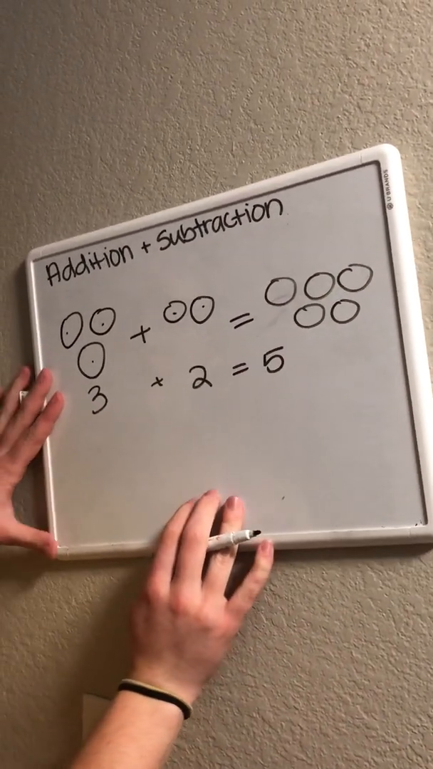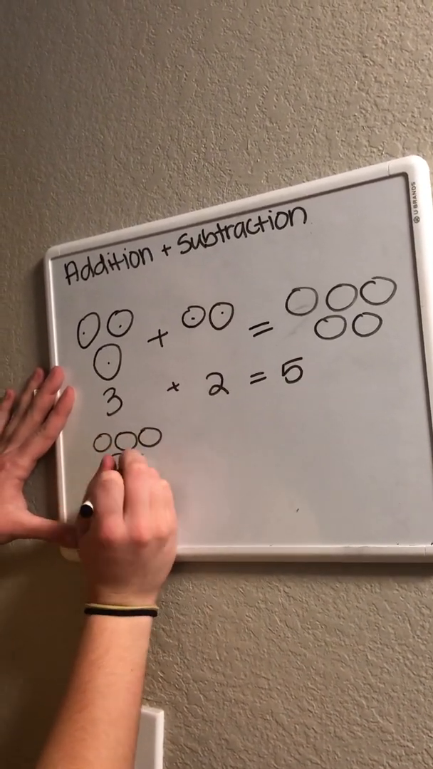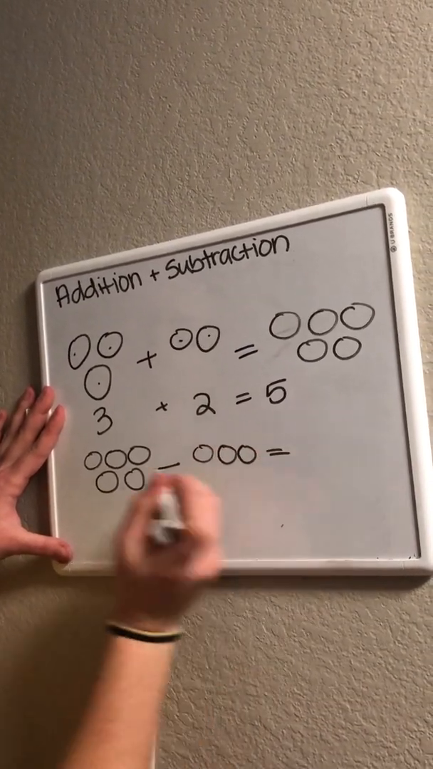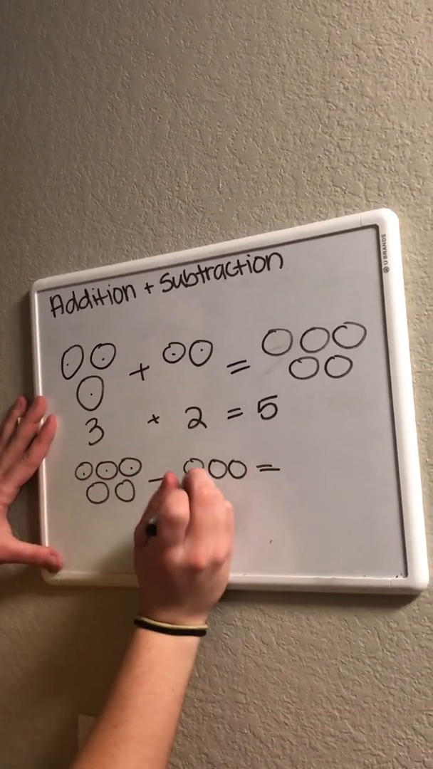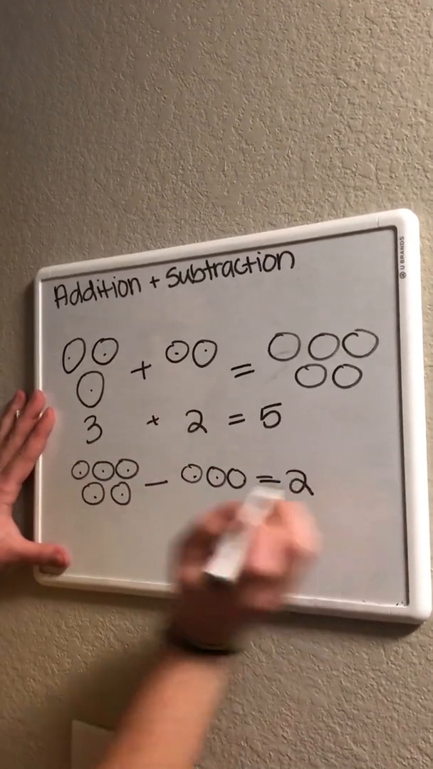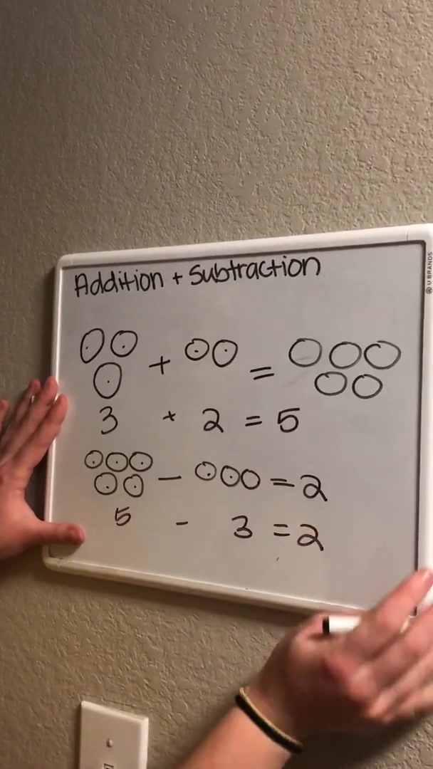Then for subtraction, I'll do 5 circles minus 3 circles, and then we'll count the difference. So we have 1, 2, 3, 1, 2, 3. So what's left is 1 and 2. So the answer is 2. So 5 minus 3 equals 2.